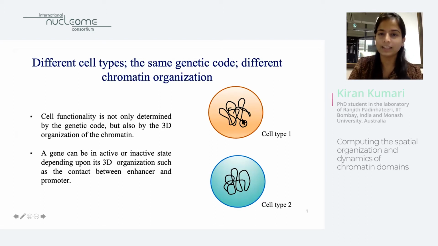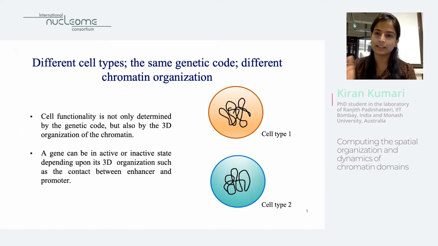One of the reasons behind the diversity of cell functionality is how the DNA is packed and folded inside the cell nucleus. That means the cell functionality is not only determined by the genetic code but also by the 3D organization of chromatin. At the gene scale, it implies that the same gene can be in an inactive or active state depending upon the 3D organization. Specifically, the proximity of its enhancer and promoter will dictate if the gene is active or inactive.